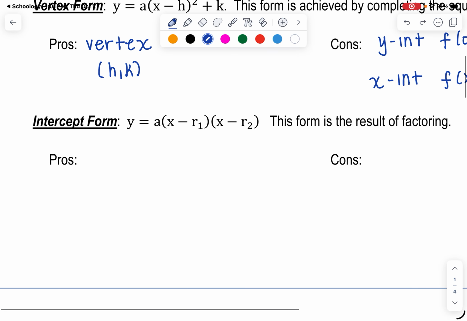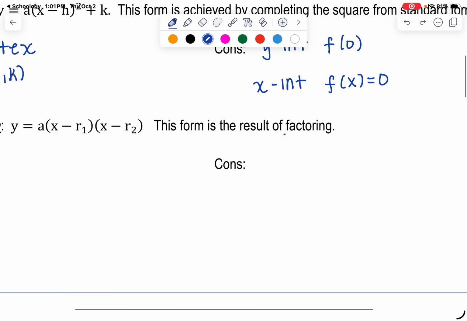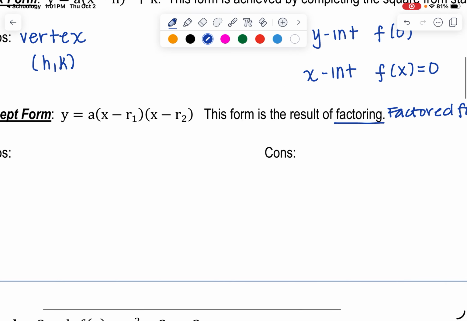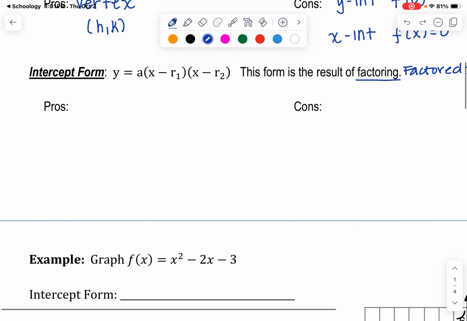All right, lastly, we have intercept form. So intercept form is also known as factored form. This is the result of factoring, so it's also called factored form. Okay, and the pros are that you can see your x-intercepts. You set each factor equal to 0 and solve, right? So you get your x-intercepts quite easily.